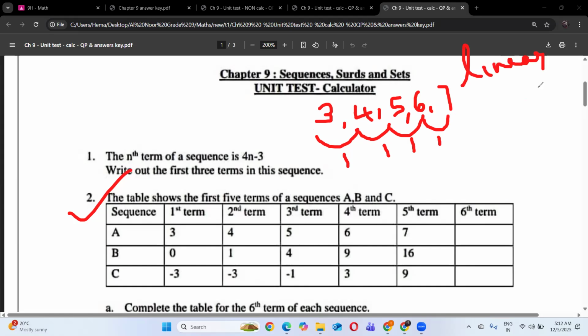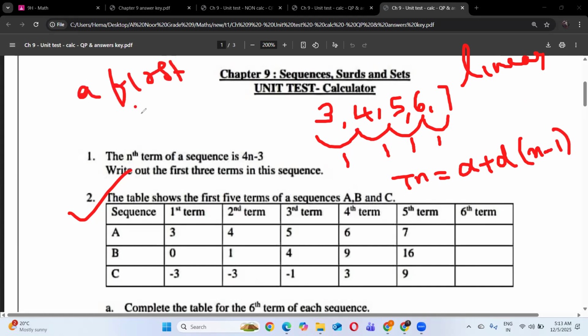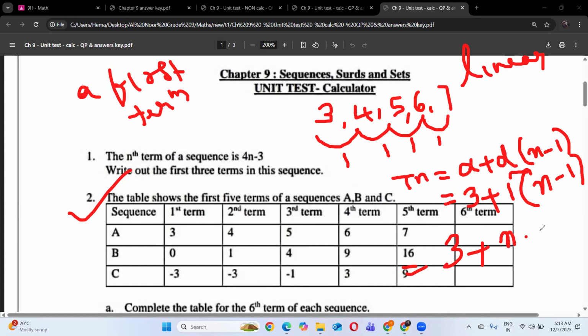Linear sequence. If it is a linear sequence, the formula will be a plus d times n minus 1. a means first term. What is the first term? First term is 3. Plus d, which means difference. How much is the difference? We got 1. Remaining everything is the same. Now 3 plus, and now what do you have to do? Expand the brackets: 1 times n, minus 1 times 1.